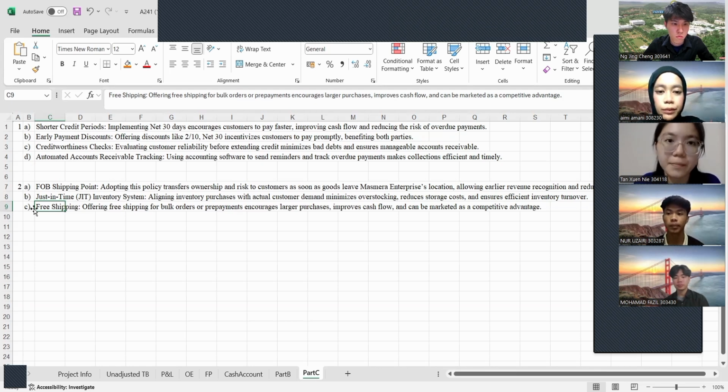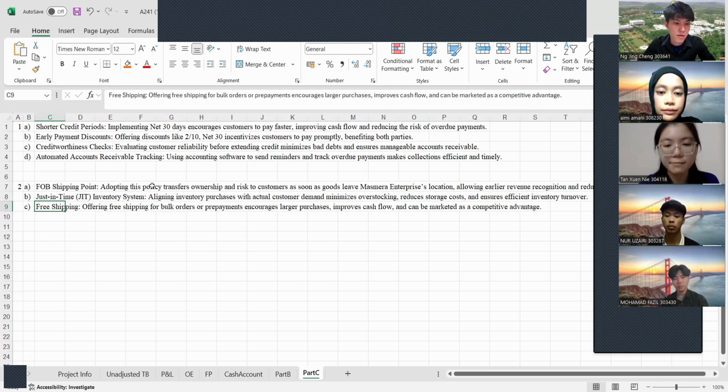I completely agree about free shipping. It's a powerful tool to drive sales and customer loyalty. Offering free shipping for orders over a certain amount or for customers who pay upfront is a win-win strategy. It not only encourages larger purchases but also improves cash flow by promoting prepayments. Additionally, free shipping can be marketed as a competitive advantage, especially in a growing city where convenience matters. By strategically using free shipping, Marshmara Enterprise can attract more customers and maximize its revenue potential.